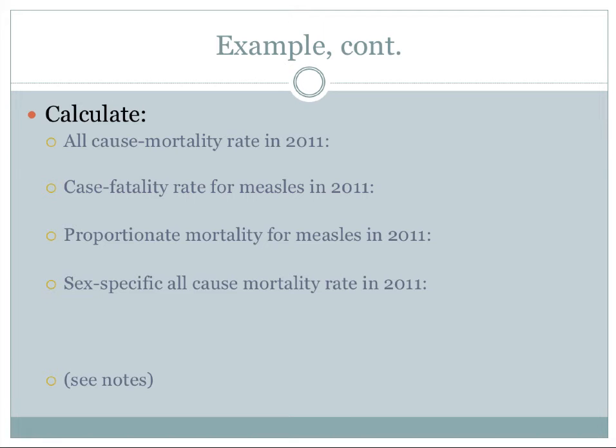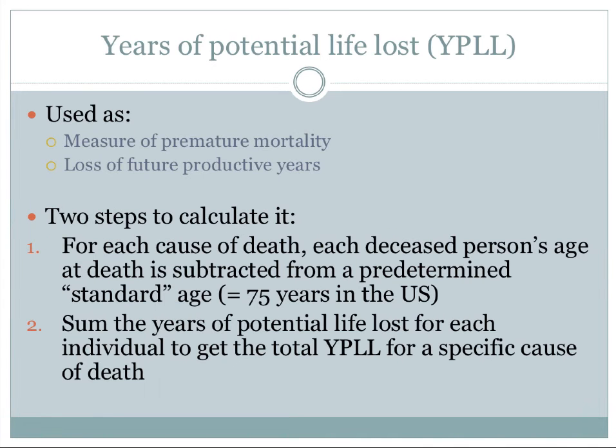So 190 divided by 50,000, and we will multiply with our base, and that means it's 3.8 per 1,000 women. Years of potential life lost is another index used to help us set priorities. Years of potential life lost is a measure of premature mortality.